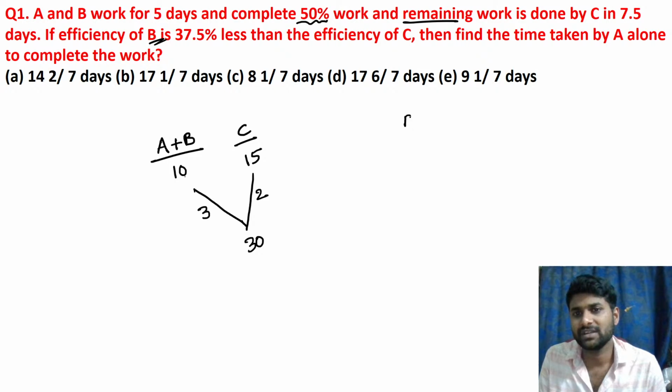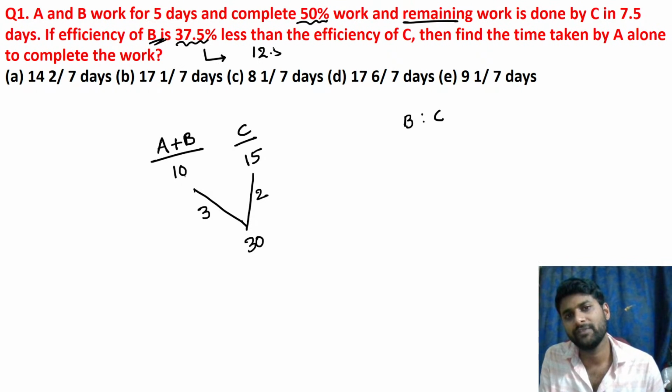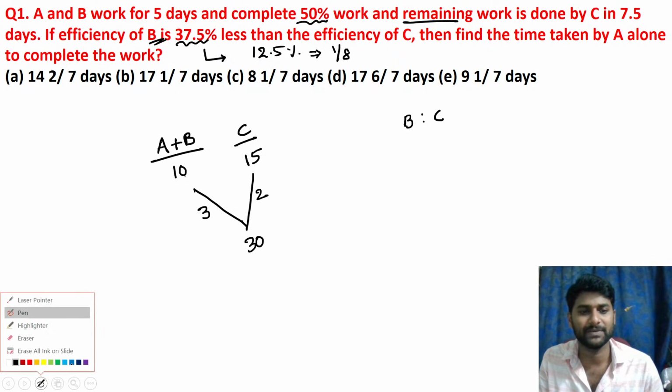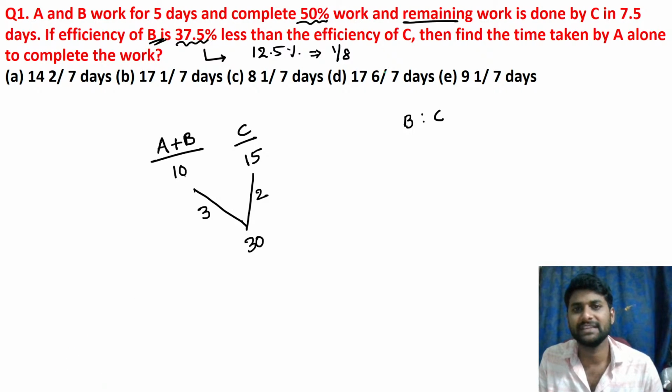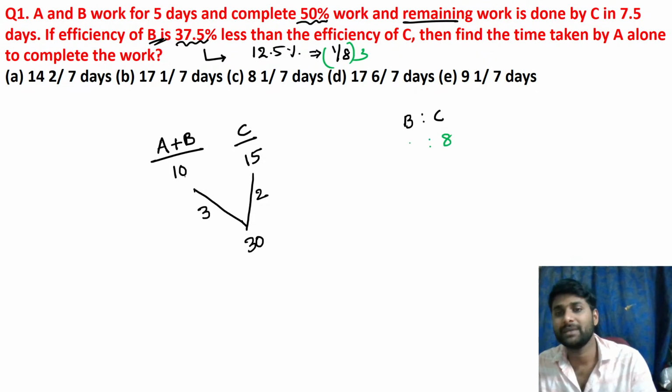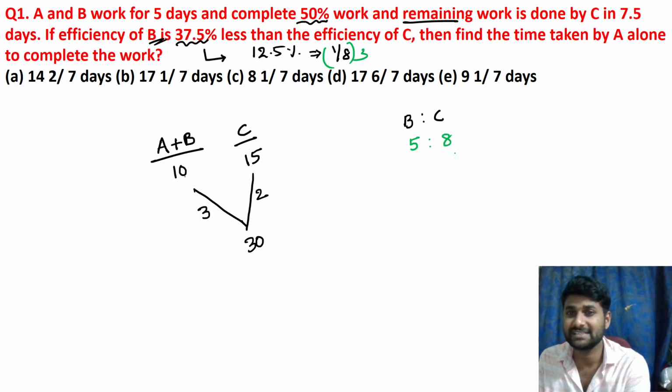Here there is information related to B and C. The efficiency of B compared to C is 37.5% less. We already know that 12.5% is equal to 1 by 8. It means 37.5% is exactly equal to 3 by 8. So C's efficiency is 8 units, and the units done by B per day equal 5, because it is 3 units less. Now we can understand that the ratio of B and C is 5 is to 8.